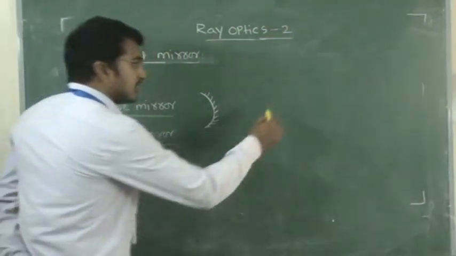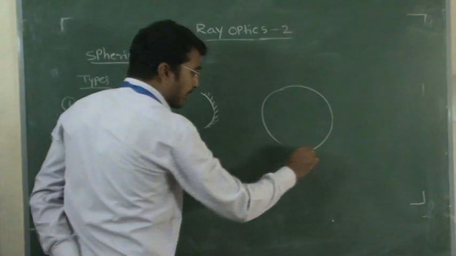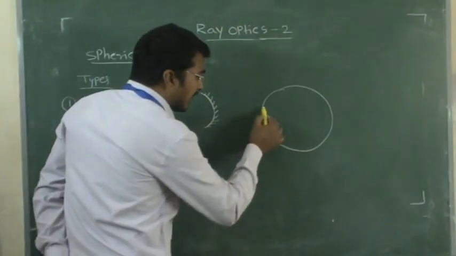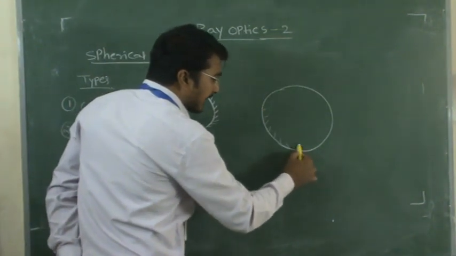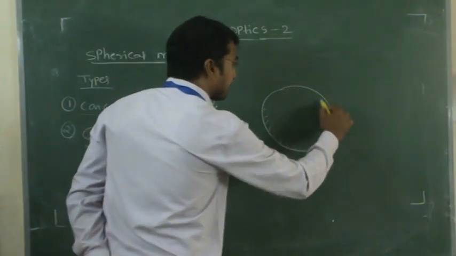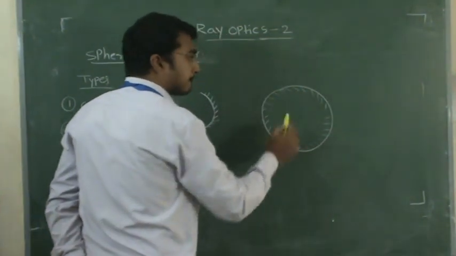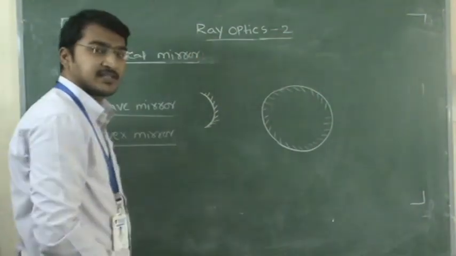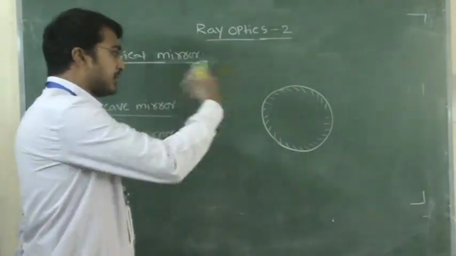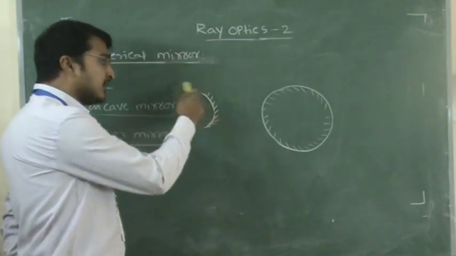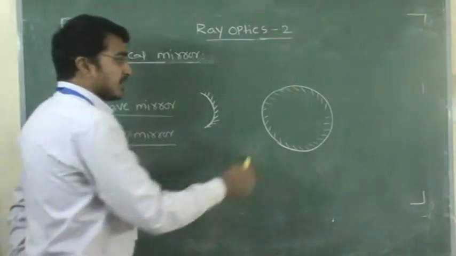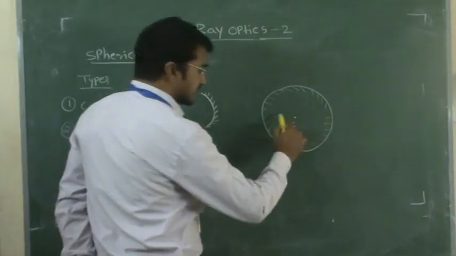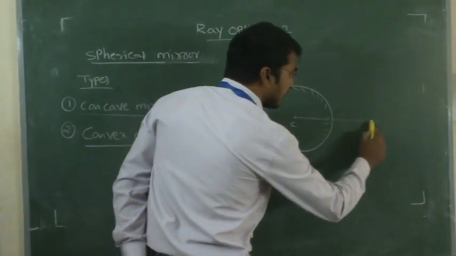What is a convex mirror? I am taking one sphere, because a mirror is nothing but a part of this. Now, I am giving the coating inside. So now outside is the reflecting surface and inside is opaque. In the previous case, I gave the coating outside, so inside was the reflecting surface. Now here the center of curvature is here. If you take an object, you can't see it.